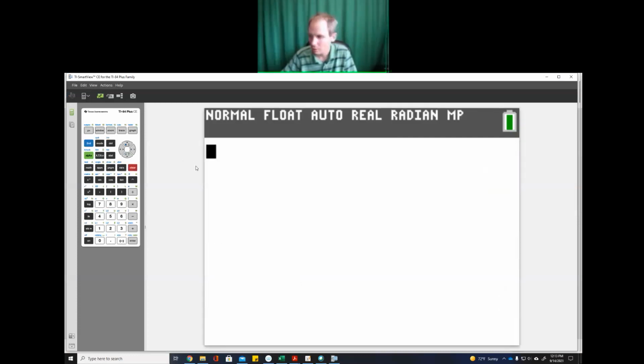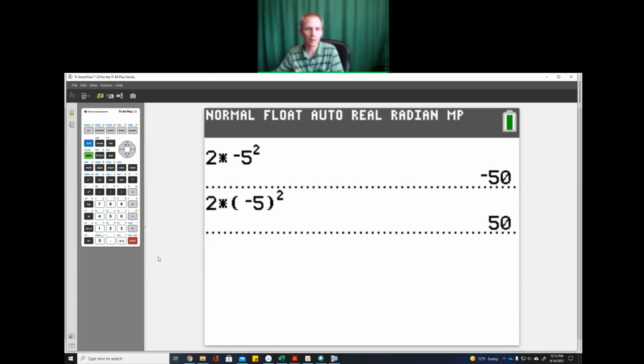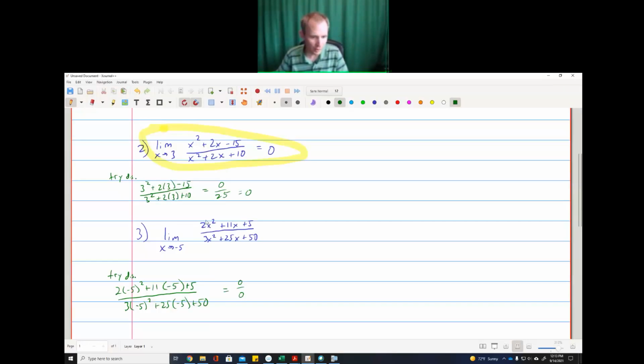Okay. So just real quick to show you what I mean. If I write 2 times negative 5 squared, that's going to give me negative 50. If I write 2 times, and I put my negative 5 in parentheses and square it, I get positive 50, which is what I want, because the whole x value gets squared. Okay, so when you're plugging into a polynomial like this, make sure you put your negative 5s in parentheses, especially where it's squared. Otherwise, you'll get a wrong result.